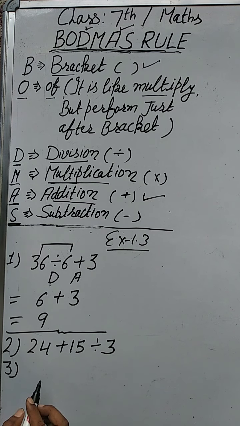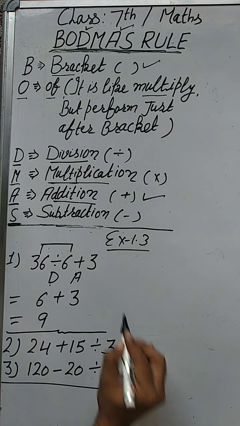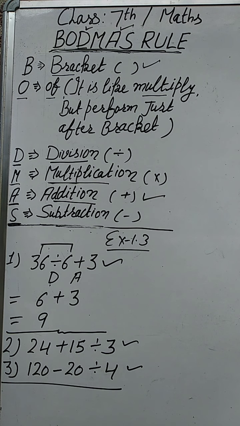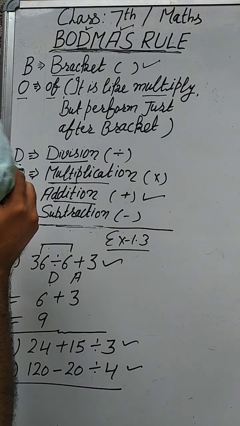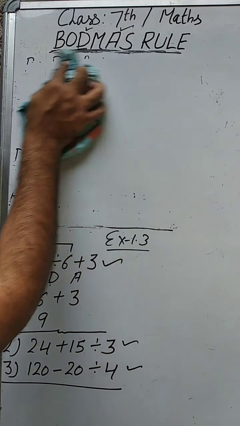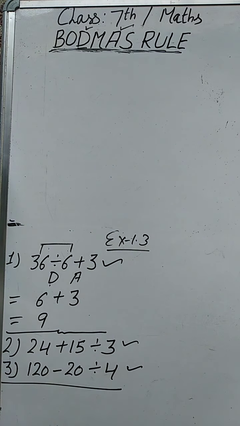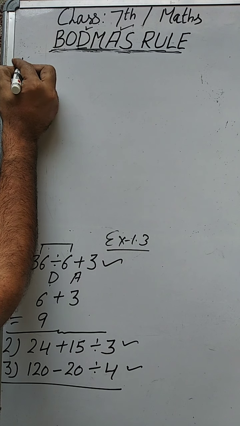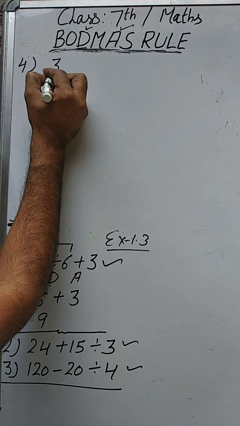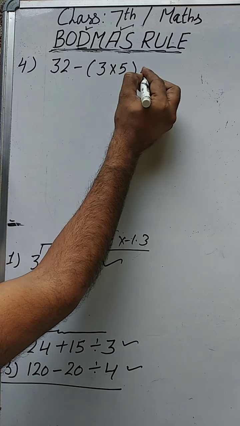Third question, 120 minus 20 divided by 4. These two questions are similar to the first one. So try these questions by yourself. Understood beta? Now I am moving on to question 4th. Question 4th is a very important question beta. Take care about that. Listen and watch it clearly. Question 4th is 32 minus (3 multiply 5) plus 4.